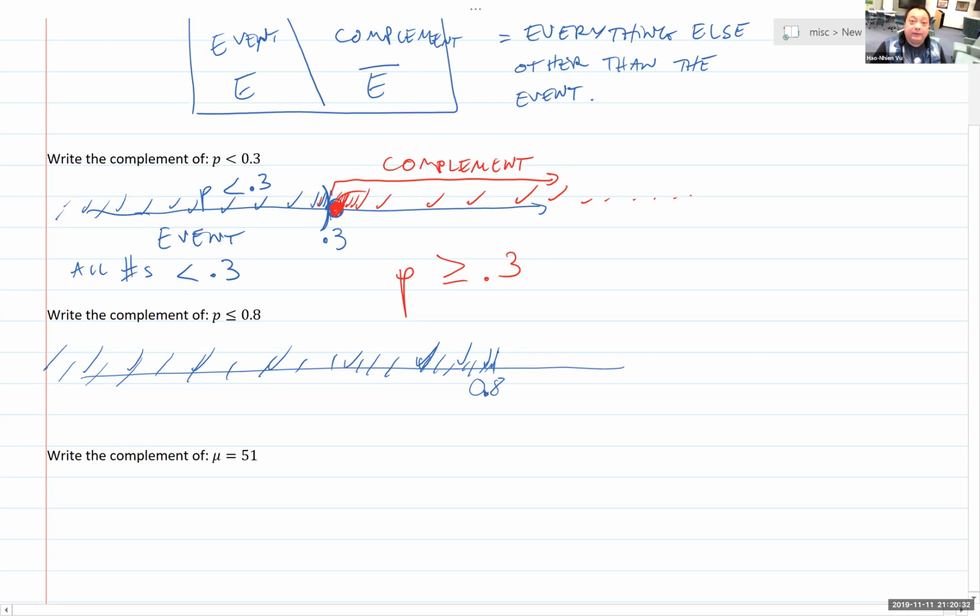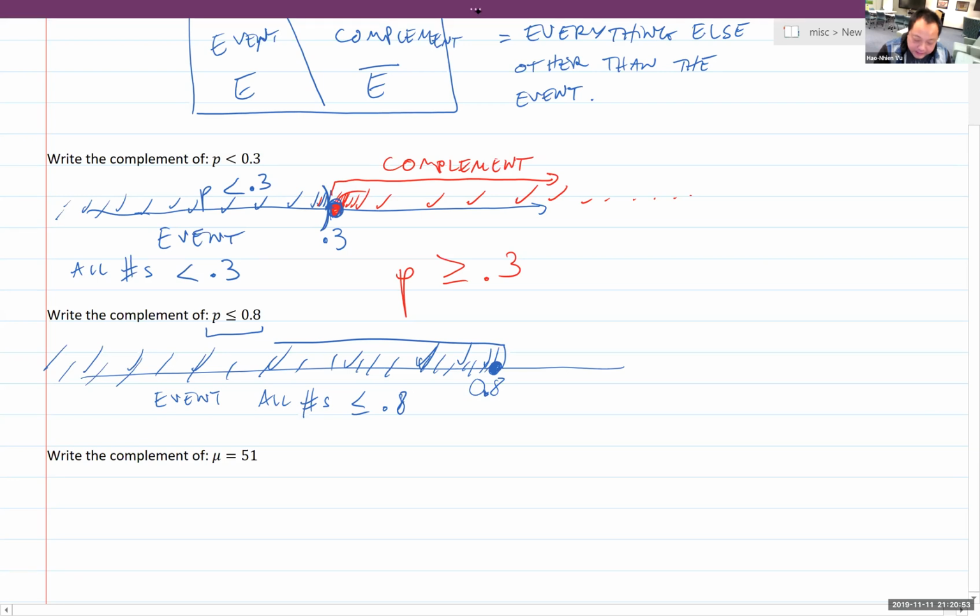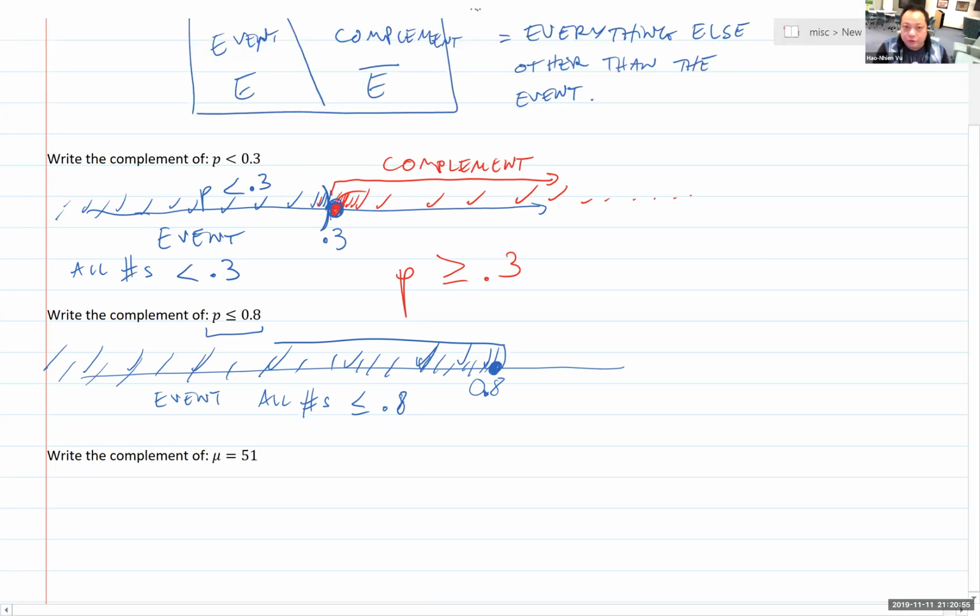Can it be 0.8? The event is P less than or equal to 0.8. That means it can be 0.8. So the event itself has all numbers less than or equal to 0.8. And that means by the time I look over to the complement side, where the complement is over here.